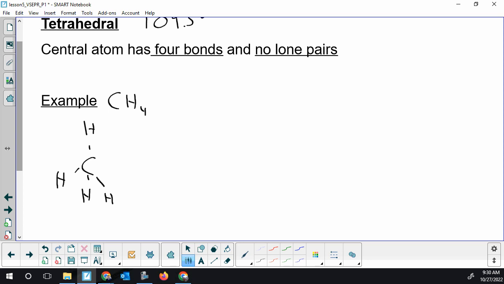Two ways to think of this shape. It's got 4 bonds, no lone pairs, so it's 109.5. It's tetrahedral. Or if you think of its hybridization, there are no p orbitals left over. There are 4 bonds. You need 4 orbitals: the s, and you need all 3 of the p's to get your 4 bonds.